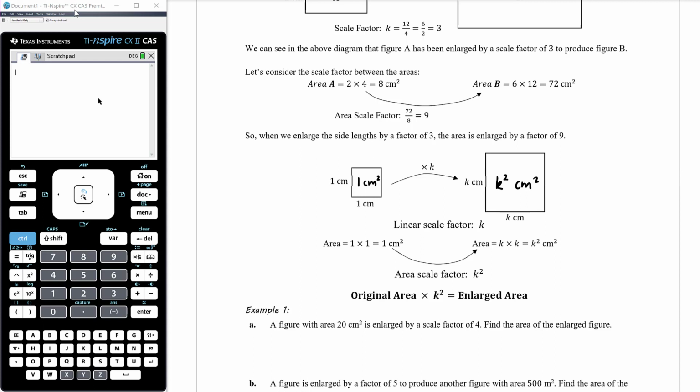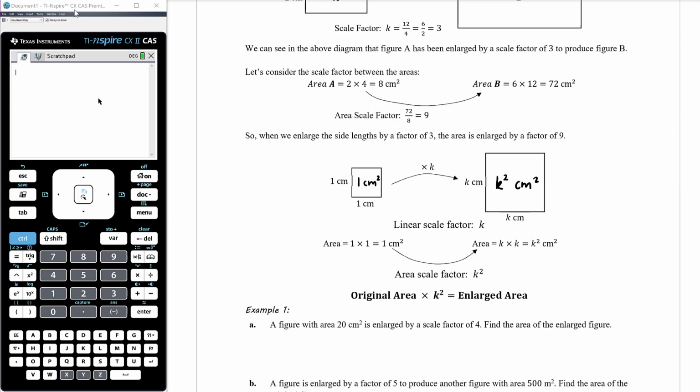So we can see that the scale factor, if we've gone from 1 to k squared with the areas, we've multiplied the area by k squared. And that matches with what we saw back here. When the lengths were multiplied by 3, the areas were multiplied by 3 squared, which was 9. Okay, so we've got this general thing now which we can take to other problems. So the original area being multiplied by k squared gives the enlarged area. So we would talk about the area scale factor as being k squared.